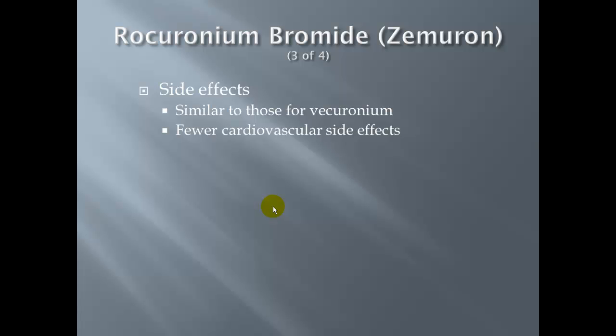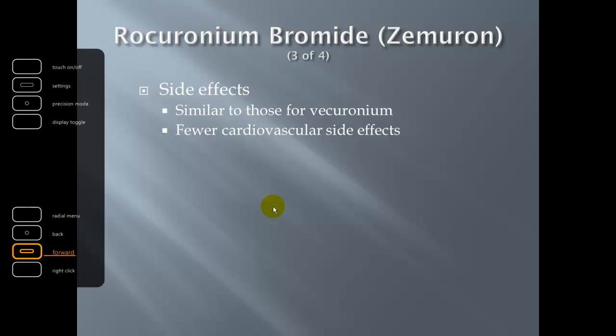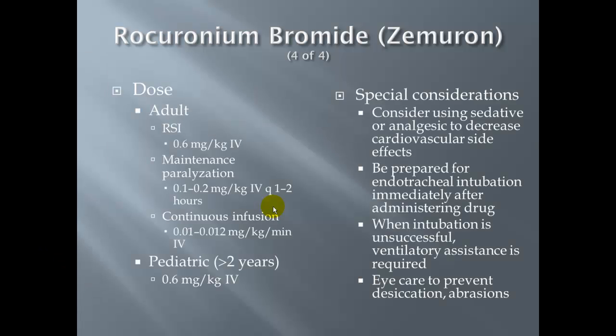Side effects are going to be pretty much similar to those for Pancuronium. It will paralyze your patient. Fewer cardiovascular side effects are noted with this medication. Dose: adult for rapid sequence intubation is 0.6 milligrams per kilogram IV. Maintenance paralyzation: 0.1 to 0.2 milligrams per kilogram IV every 1 to 2 hours. Continuous infusion is going to be 0.01 to 0.012 milligrams per kilogram per minute, and that's going to be intravenous. Pediatrics greater than 2 years old is going to be 0.6 milligrams per kilogram IV.